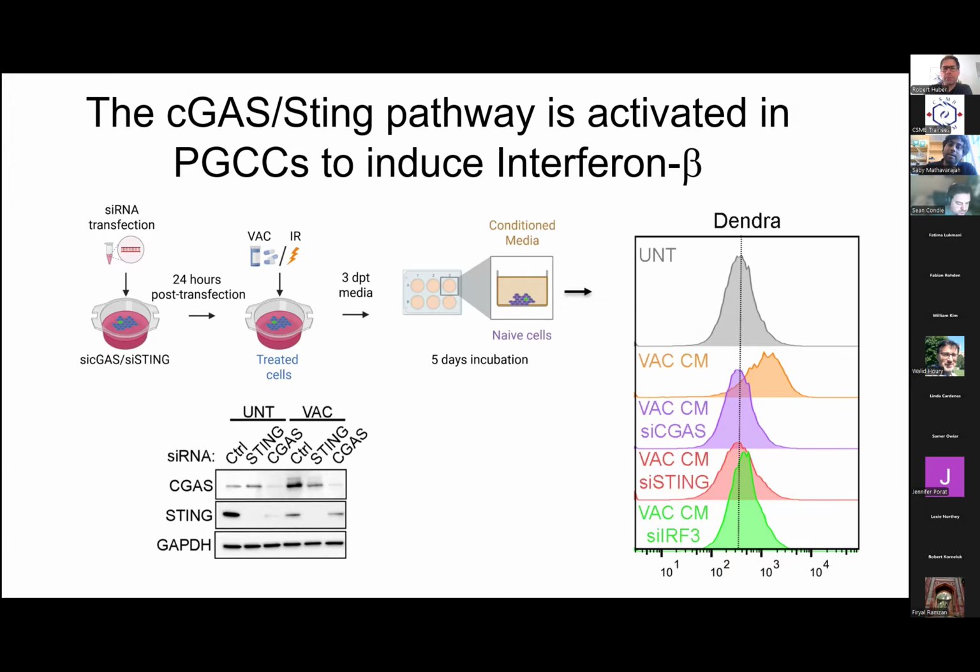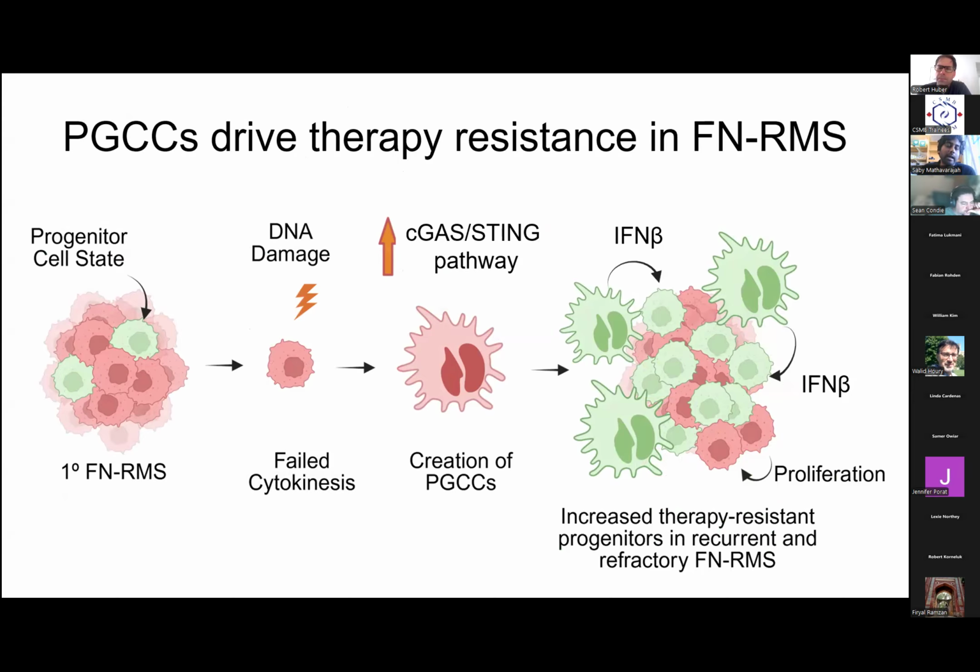So as a working model for what we think is going on in fusion-negative rhabdo, these progenitor cells are existing. They're surviving therapy. They're not dividing. They're quiescent cells. But then you also have the effect of dedifferentiation from PGCCs. So DNA damage hits these proliferative cells. They try to divide. They become PGCCs, a portion of them. And then you have hyperactive cGAS-STING signaling, leading to interferon that seems to be the key cytokine for transforming the nearby cells. So you're really promoting dedifferentiation through these PGCCs. I guess the big takeaway is that we think these are signaling beacons that are promoting a quiescent, therapy-resistant environment.